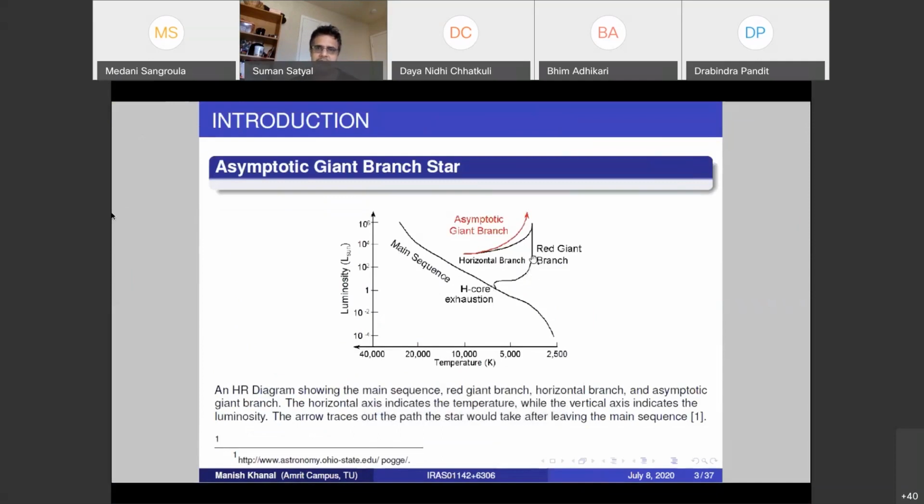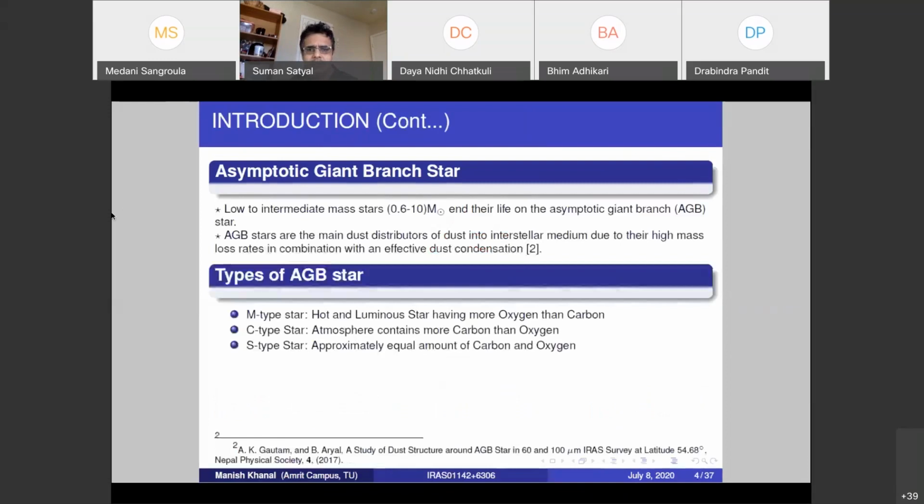As the core temperature reaches 300 million Kelvin, helium burning starts, which halts the star's cooling and increasing luminosity. Now the star moves down and leftward in the HR diagram, but when the helium burning in the core stops, the star again moves to the right and upward on the diagram following the previous red giant track, so they are named asymptotic giant branch.